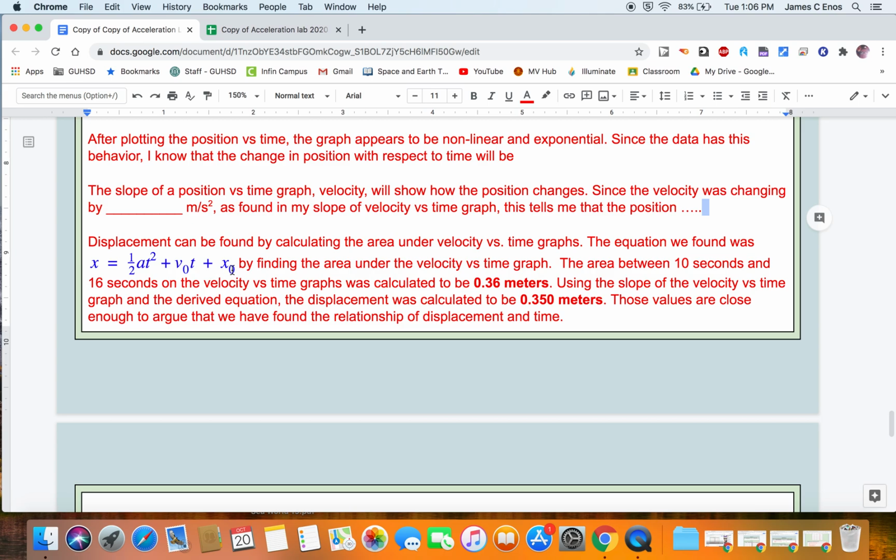And then lastly, we have this displacement equation, x equals 1/2 at squared plus v naught times t plus x naught. And we found that by finding the area underneath the velocity versus time graph. So if we calculate the area, it tells us that it's about 0.36 meters. If you use the slope of the velocity versus time graph as the acceleration within this equation, then for the same time frame, it's calculated to be about 0.35 meters. So those values are close enough to argue that we have found the relationship of displacement versus time.